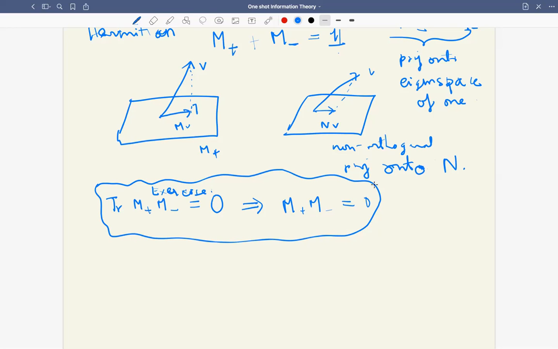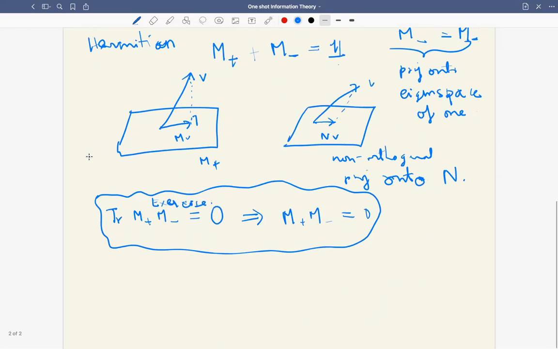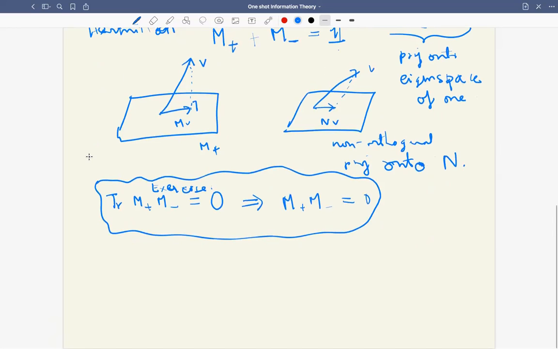This is true for anything. To prove that the product of m plus and m minus is 0, I only need the resolution of the identity and the idempotent property. The orthogonality is really the Hermitian property. This is something you have probably done in your linear algebra course, but you should refresh your memory.